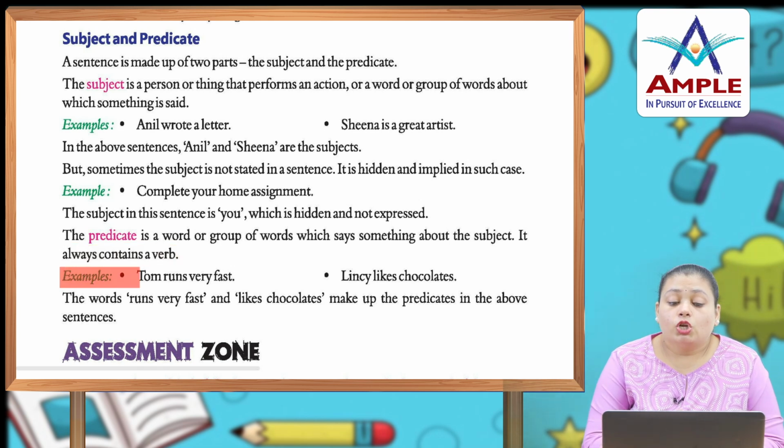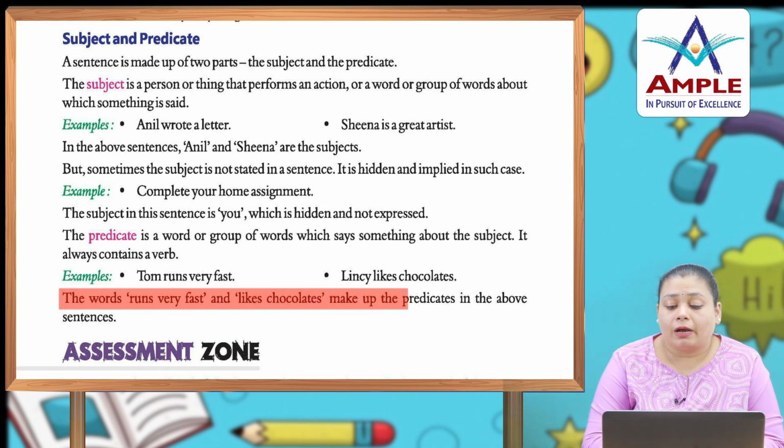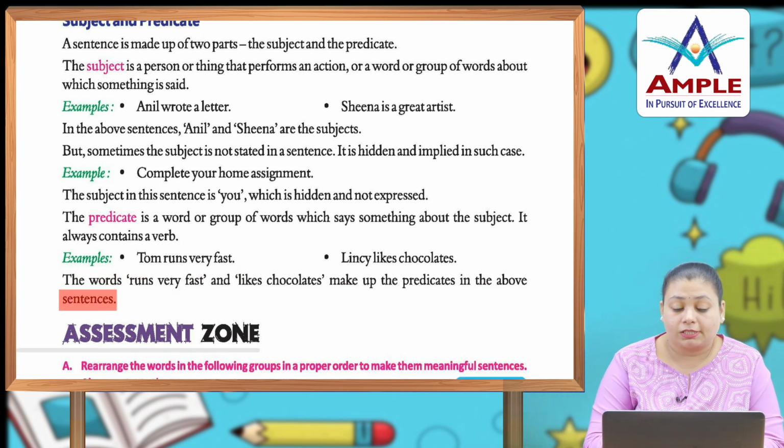Now for example, Tom runs very fast. In this sentence, Tom is the subject, and what Tom is doing is an action word: runs very fast. Lindsay likes chocolates. The words runs very fast and likes chocolates make up the predicate in the above sentences.